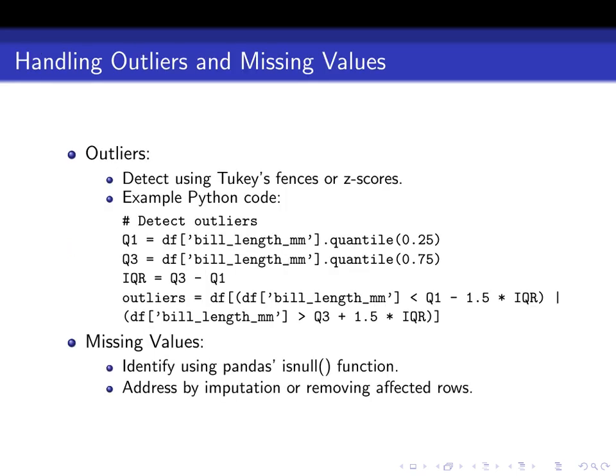We can detect outliers using Tukey's fences or z-scores. We can detect missing values using Pandas' isnull function. These instances can be addressed by imputation or removing affected rows.